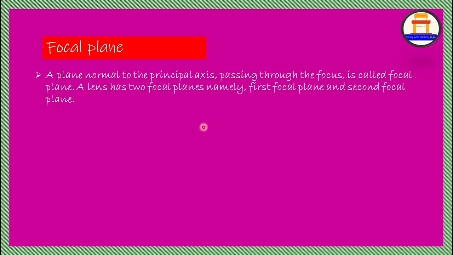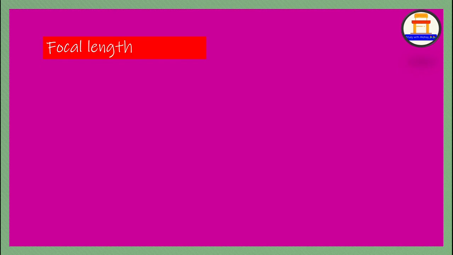Next one, focal plane. What is this focal plane? A plane normal to the principal axis passing through the focus is called a focal plane. A lens has two focal planes, namely the first focal plane and the second focal plane. So all these things we will learn in the next diagram. I will be putting it right over there. You will learn the focal length. I have a diagram to be put over here.